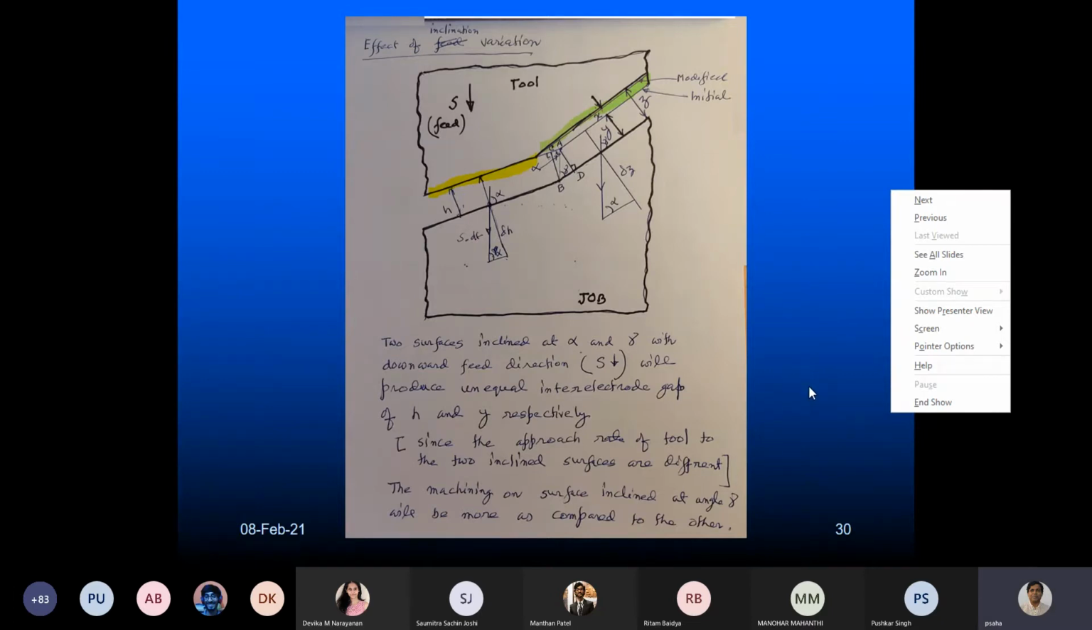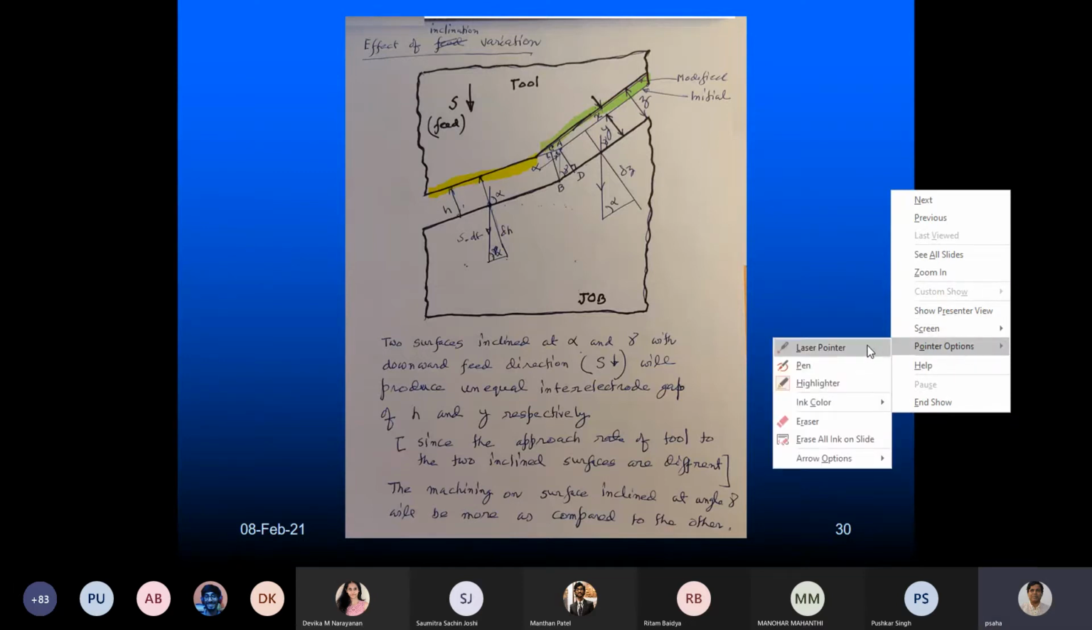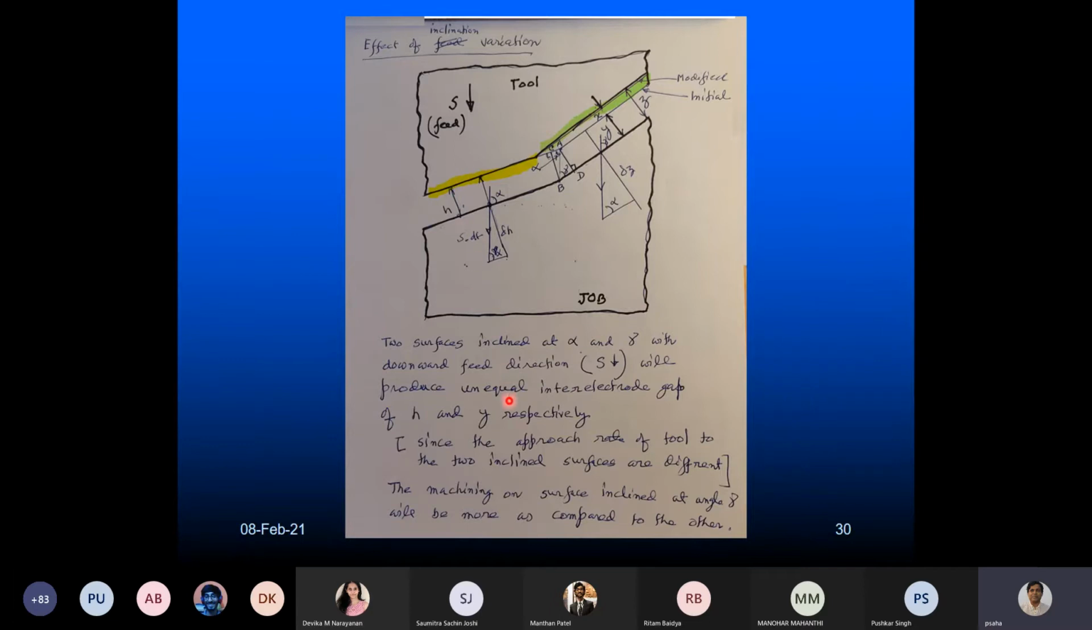Okay, why? Because their approach rates are different. Approach rates of the tool to the two inclined surfaces are different, because the downward direction is S, but considering the inclinations, their approach rates are different. So what will happen? Let us assume these unequal inter-electrode gaps are H, and in the other case it is Y. Okay, this is one, this is one.